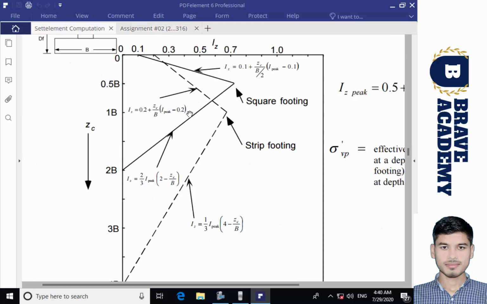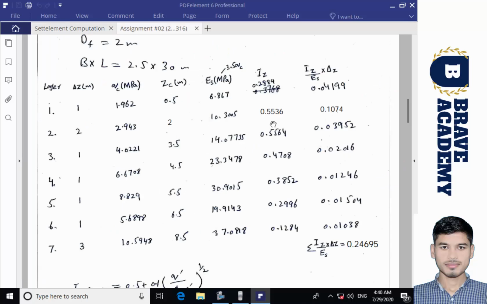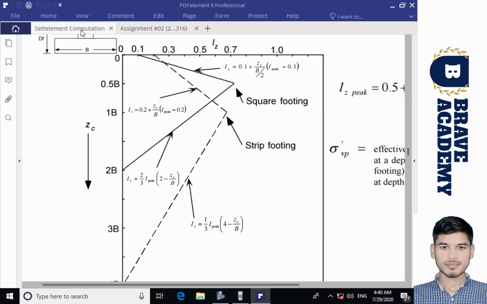that is also less than the 2.5. So for Zc equal to 2, also use this formula, and you will get the value 0.5536. For Zc equal to 2, only this value, Zc, will be changed, other values will be the same.